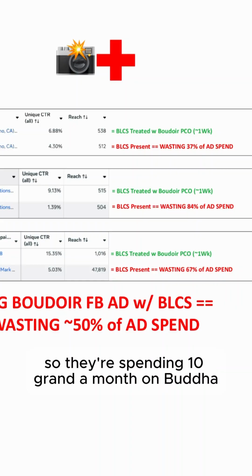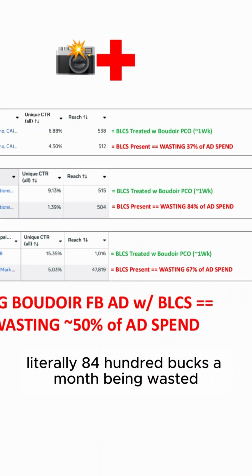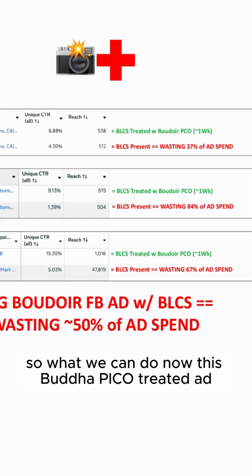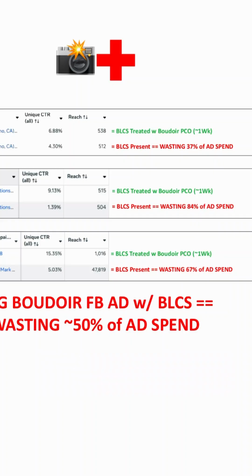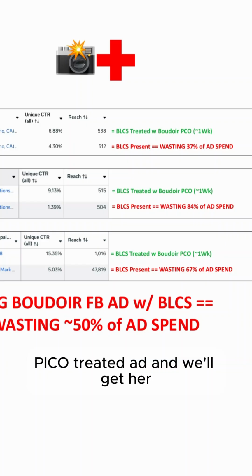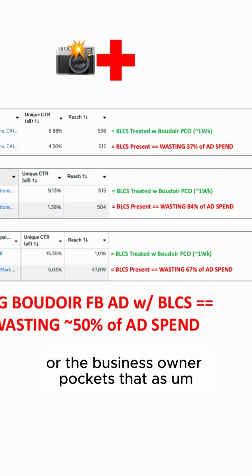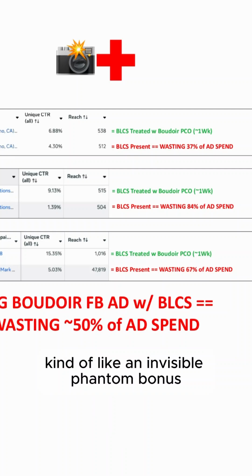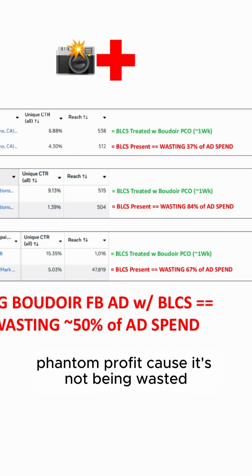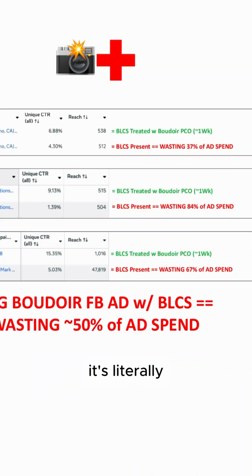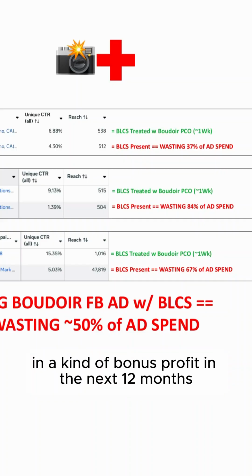So if they're spending 10 grand a month on Boudoir Facebook ads, literally $8,400 a month is being wasted, thrown out the window. What we can do now with this Boudoir Pico treated ad is eliminate that wasted ad spend, only spend the difference, $1,600 a month on the Boudoir Pico treated ad, and we'll get our ad into the same number of women's brains as the original at 10 grand a month spent. So massive gains there, and the business owner pockets that $8,400 as kind of an invisible phantom bonus, phantom profit, because it's not being wasted. It's literally something like 100 grand in bonus profit in the next 12 months.